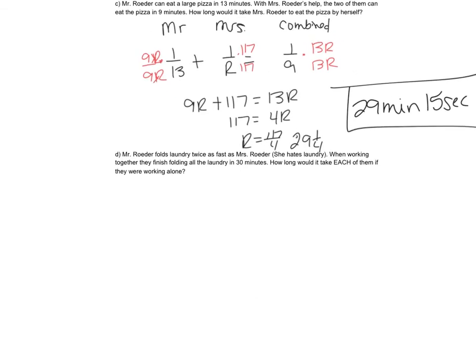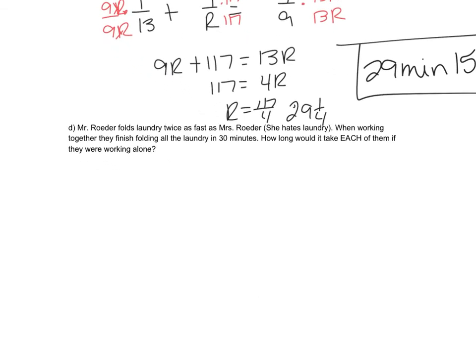So Mr. Roeder folds laundry twice as fast as Mrs. Roeder. She hates laundry, true story. When working together, they finish all the laundry in 30 minutes. How long would it take each of them if they were working alone? So this one is probably as tough as it gets. It's a little weird. So you have Mr., Mrs., and then combined, right? So we know the combined amount is 30 minutes.